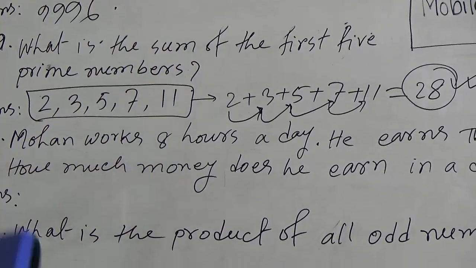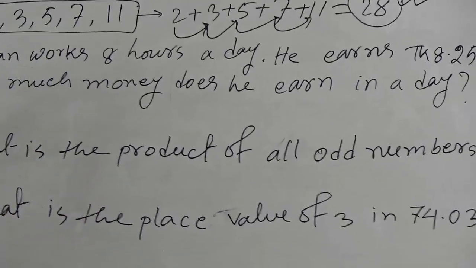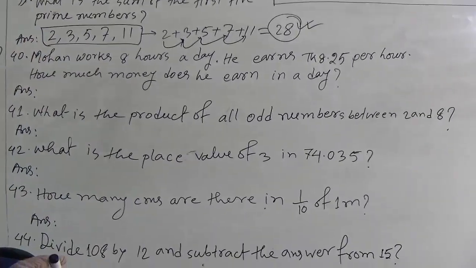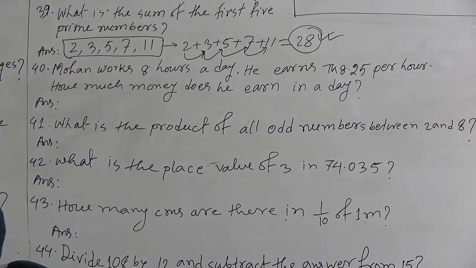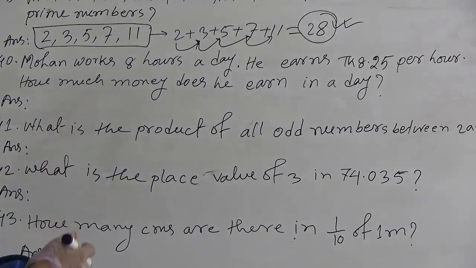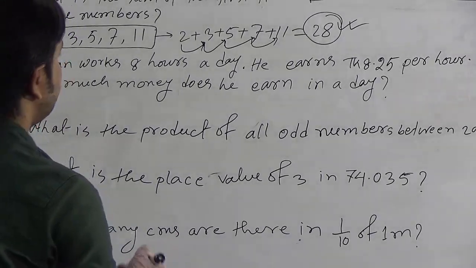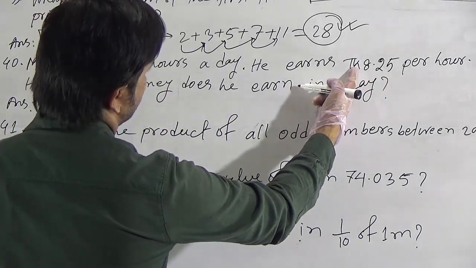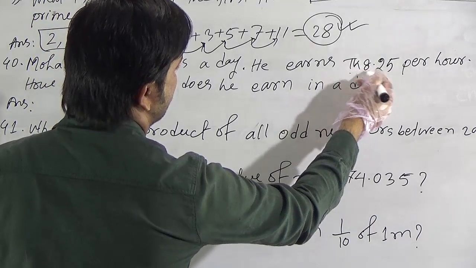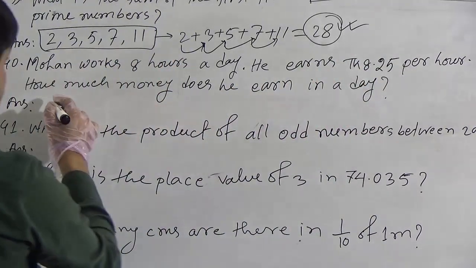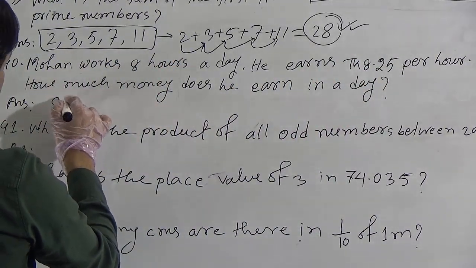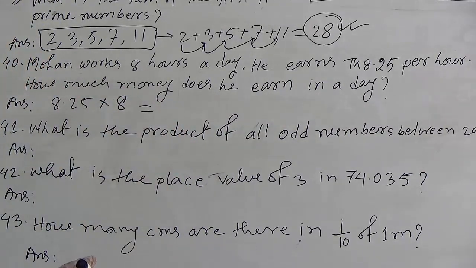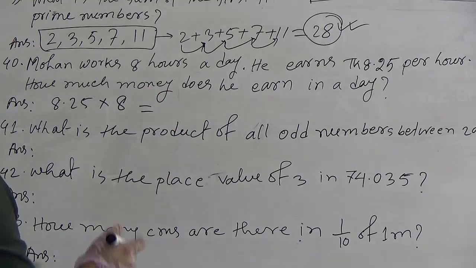Then the next number, Mohan works 8 hours a day. He earns 8.25 per hour. How much money does he earn in a day? It means that in one day Mohan earns 8.25 per hour. So if we multiply 8.25 by 8, we will get the required amount of money.